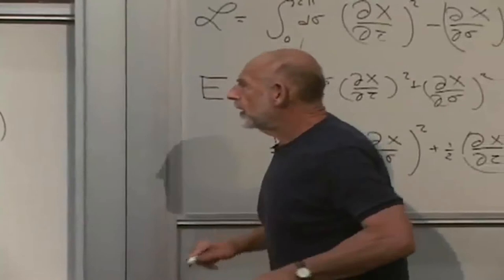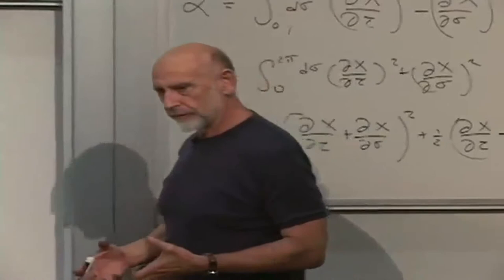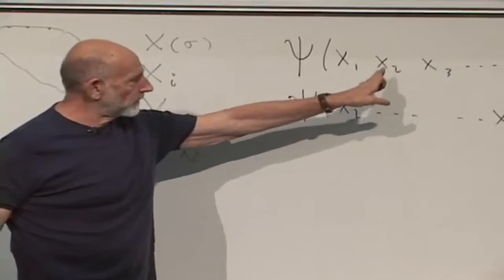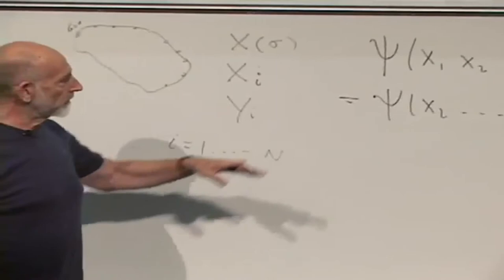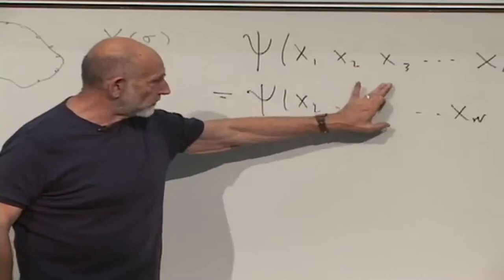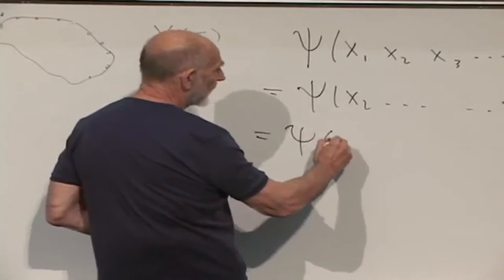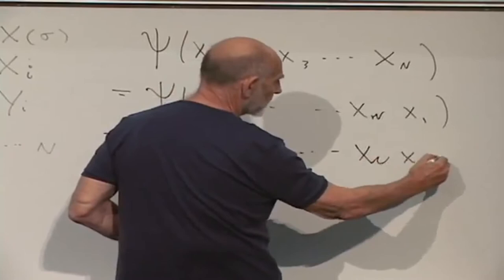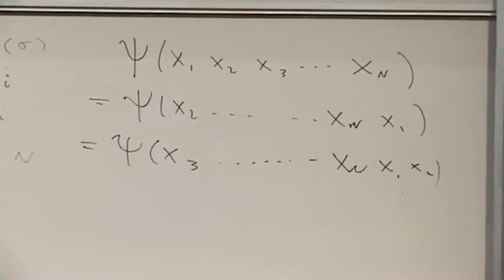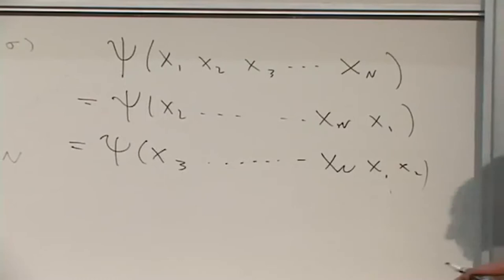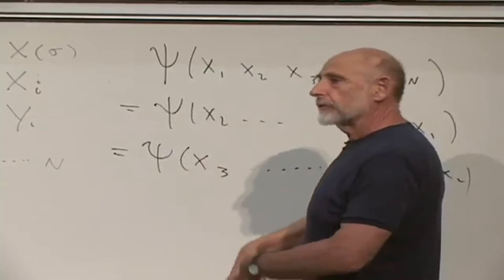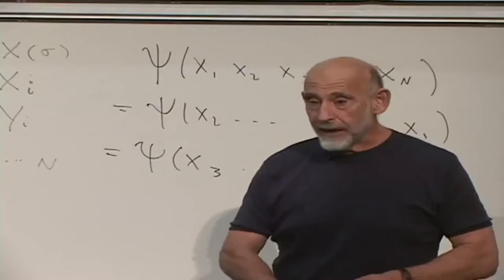A string which has no preferential point should have the property that the wave function, when expressed in terms of x1, x2, x3, up to xn, should equal the wave function if you substitute x2 for x1, x3 for x2, x4 for x3, and so forth. It should also equal psi of x3, and so on, xn, x1, x2. In other words, the wave function should be invariant with respect to shifting the label I from I to I plus 1. That's a possible thing that we might demand of a string theory.